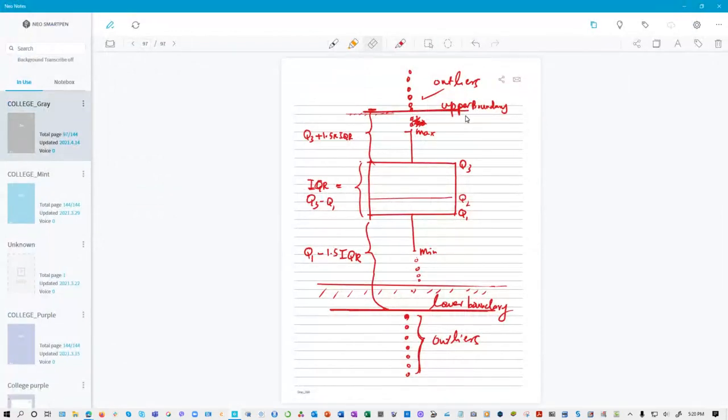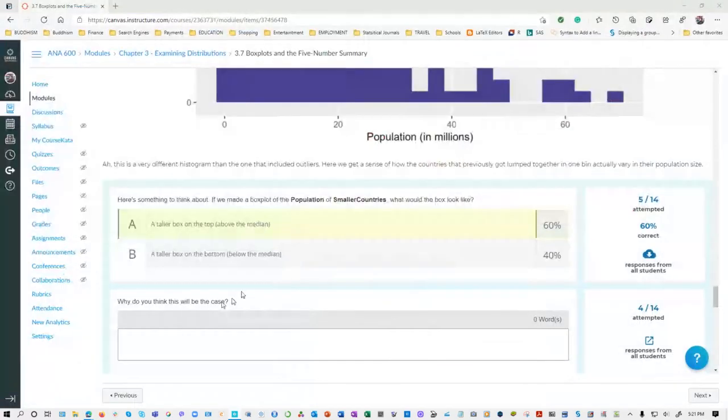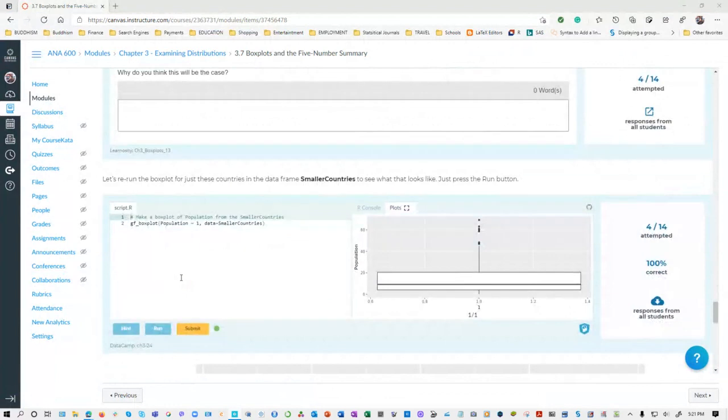New upper boundary for this one. This is normally called the upper fence. Sometimes they call it the upper inner fence. In the same way, we can call the lower boundary the lower fence or lower inner fence. Okay, like that. How many names we have? So that's why they still have the outliers.